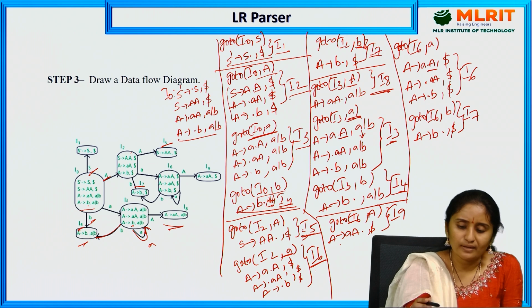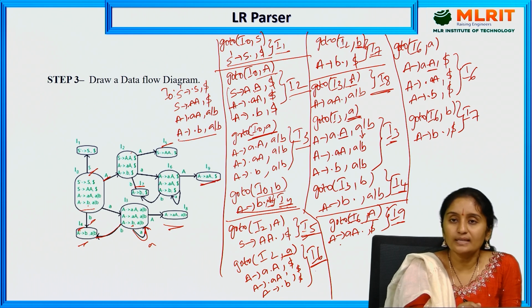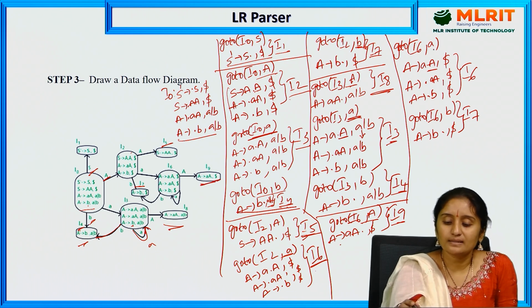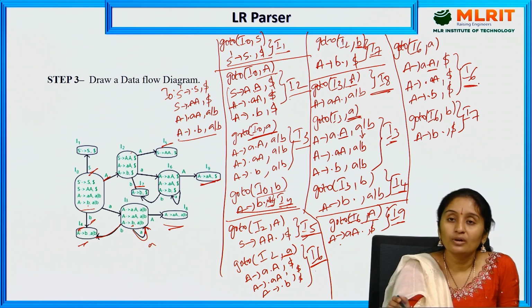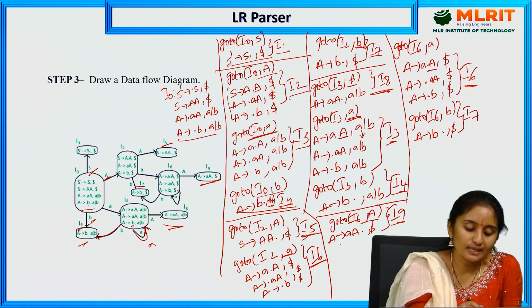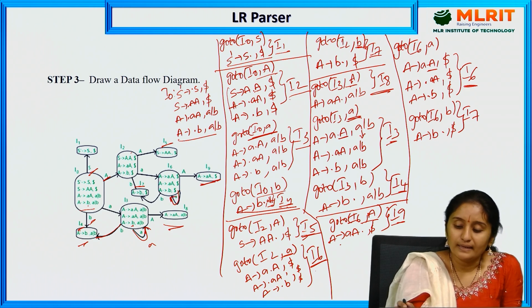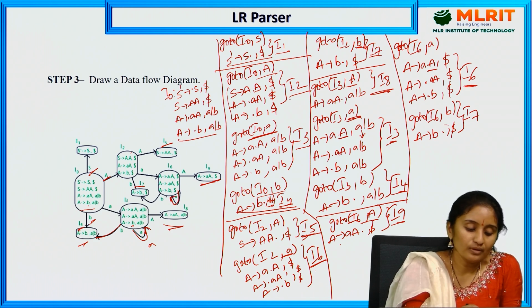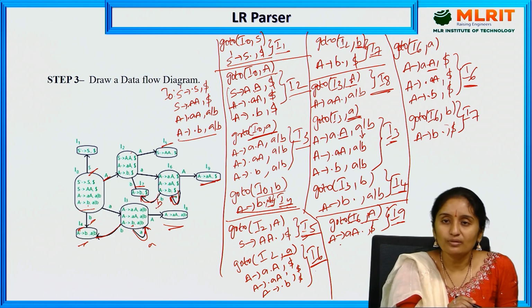I5 is final. I6 on capital A, it is moving to a new state, that is I9. I6 on small a, it is moving to I6 state, nothing but a self loop we are going to get. And I6 on small b, it is moving to I7 state.